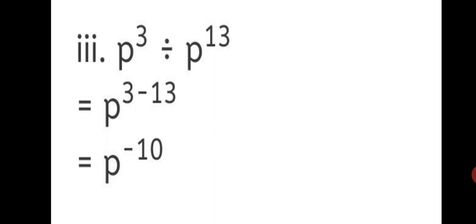Third sum. P raised to 3 divided by P raised to 13 is equal to P raised to, you will have to subtract the index, 3 minus 13. Plus and minus operation is minus. 13 minus 3, answer 10, and the greater number has negative sign, so answer will be minus 10. So your final answer, P raised to minus 10.